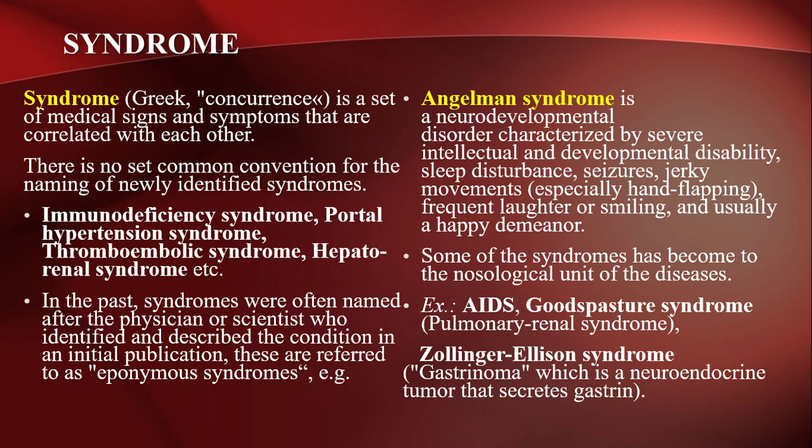For example, you know immunodeficiency syndrome, portal hypertension syndrome, thromboembolic syndrome, hepatorenal syndrome, etc. In the past, syndromes were often named after the physician or scientist who identified and described the condition in an initial publication. They are referred to as eponymous syndromes. For example, Angelman syndrome is a neurodevelopmental disorder characterized by severe intellectual and developmental disability, sleep disturbance, seizures, jerky movements, frequent laughter or smiling, and usually a happy demeanor. Some of the syndromes have become nosological units of diseases. For example, AIDS, Goodpasture syndrome, Zollinger-Ellison syndrome, etc.